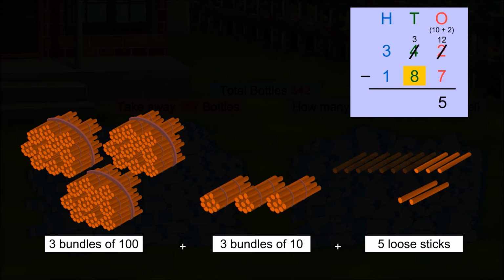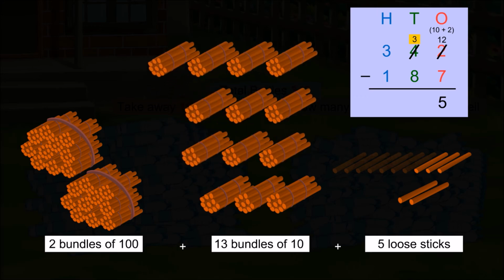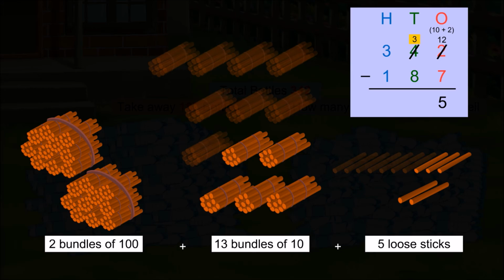Then to subtract 8 tens from 3 tens, that is, 80 from 30, he borrowed 1 bundle of 100 from 3 bundles of 100 and opens it up. Now, he takes away 8 bundles of 10 from 13 bundles of 10. 5 bundles of 10 are left.